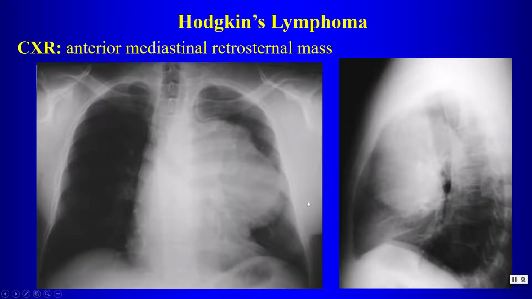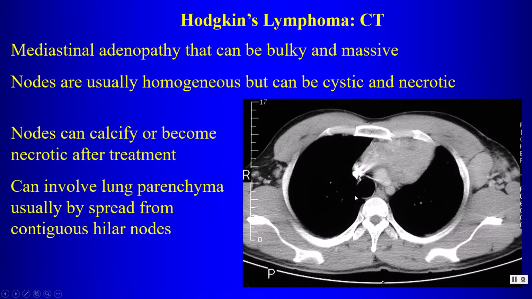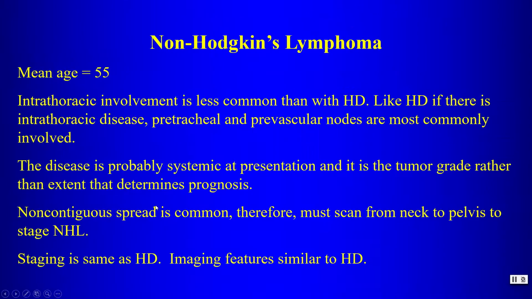So bulky anterior mediastinal mass, especially in a young person who has lymphadenopathy elsewhere. In this example that we've seen, there's axillary lymphadenopathy. We need to think of Hodgkin's lymphoma. The nodes are usually homogeneous, but they can be cystic and necrotic. Nodes can calcify or become necrotic after treatment. Involvement of the lung parenchyma can occur, but it's usually spread from the lymph node into the adjacent lung parenchyma.